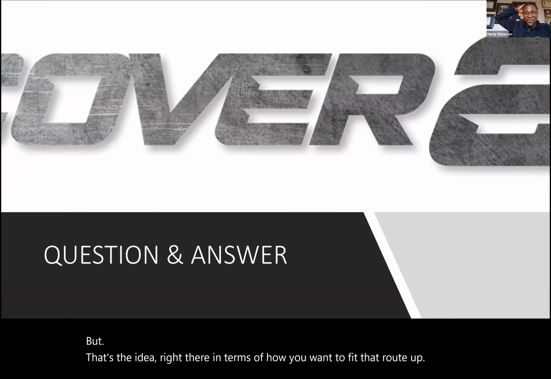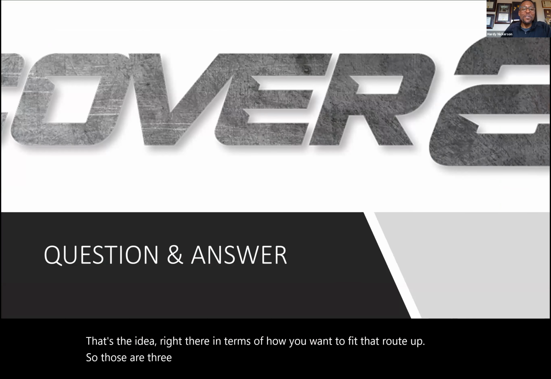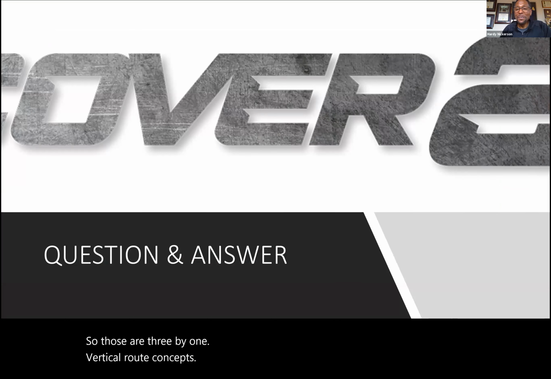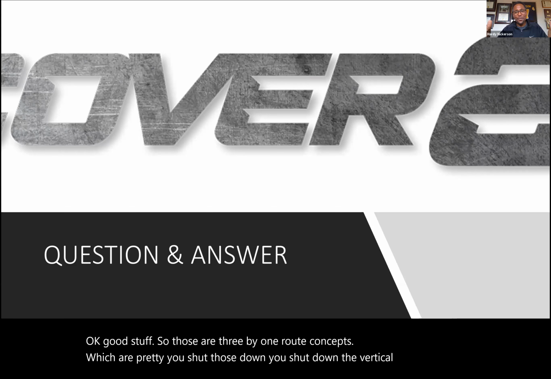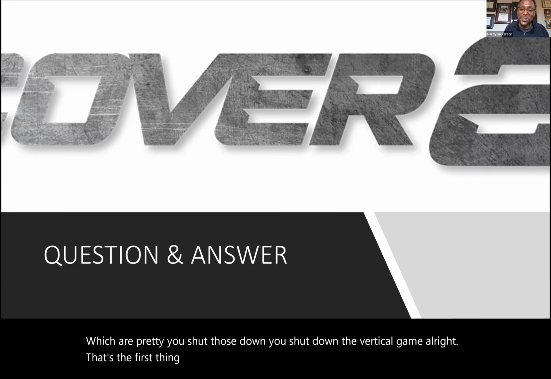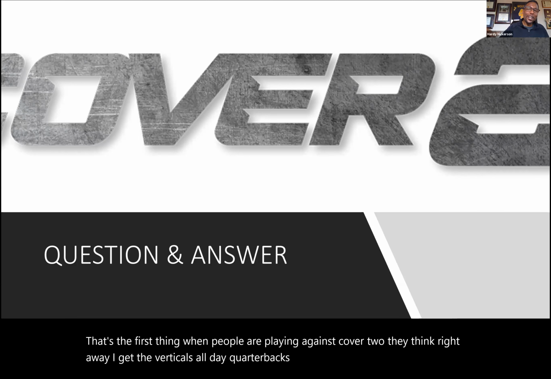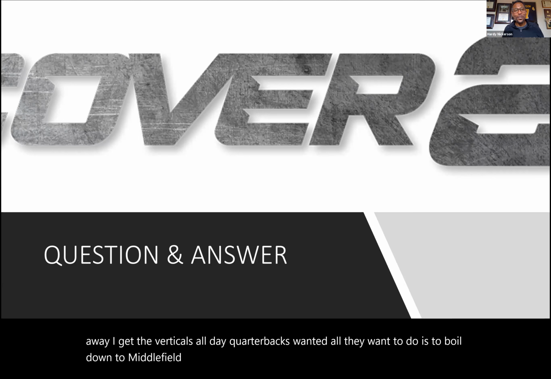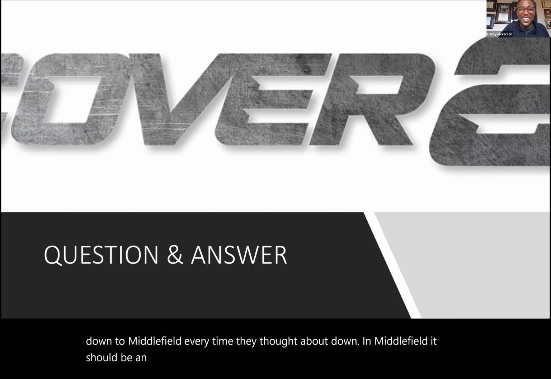Okay, so those are 3x1 vertical route concepts. Okay, anybody have any questions on those? Okay, good stuff. So those are your 3x1 route concepts. You shut down the vertical game. All right, that's the first thing. When people are playing against cover 2, they think right away, I can get the verticals all day. Quarterbacks all they want to do is throw the ball down the middle of the field. Every time they throw the ball down the middle of the field, it should be an interception.